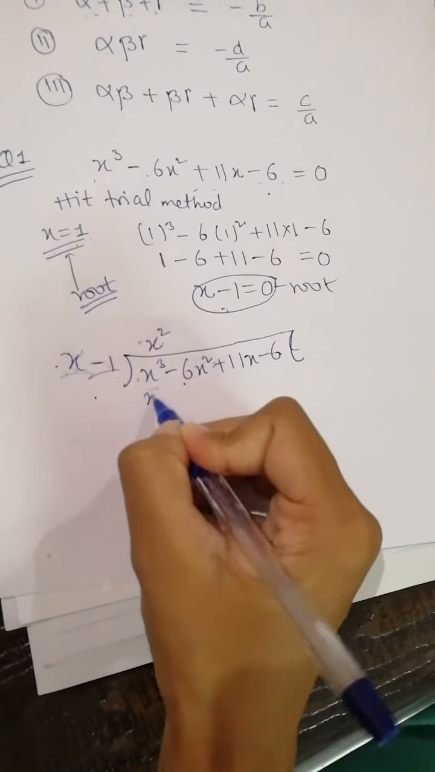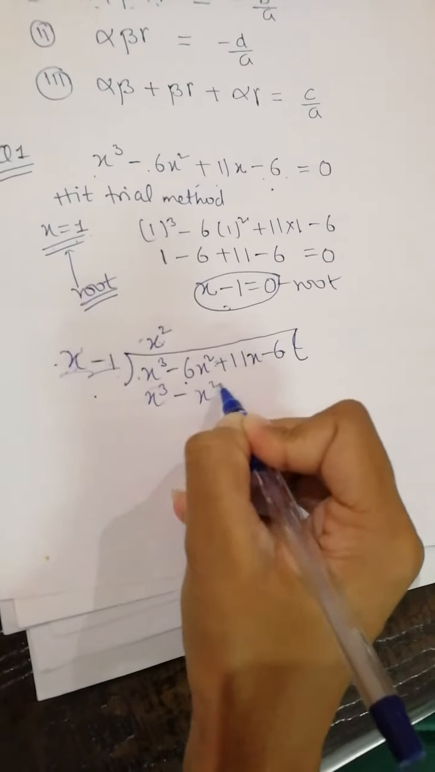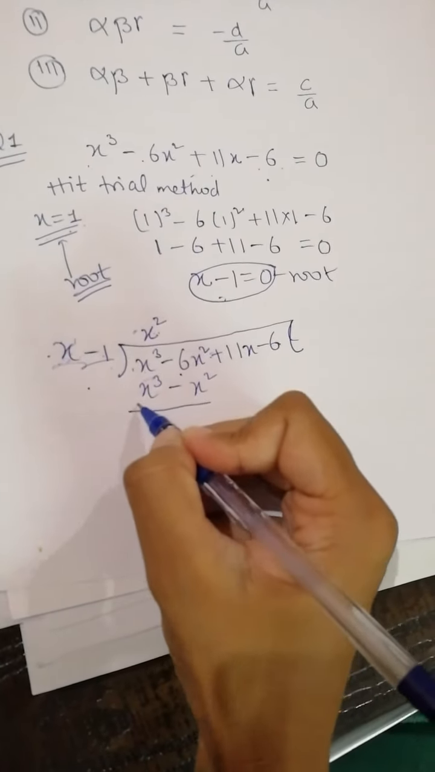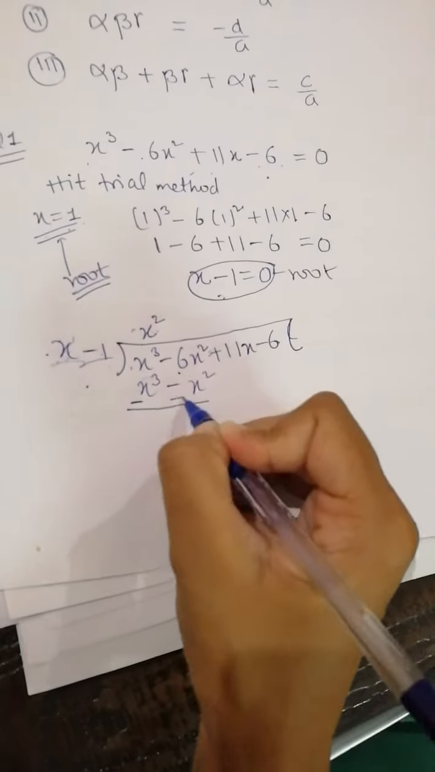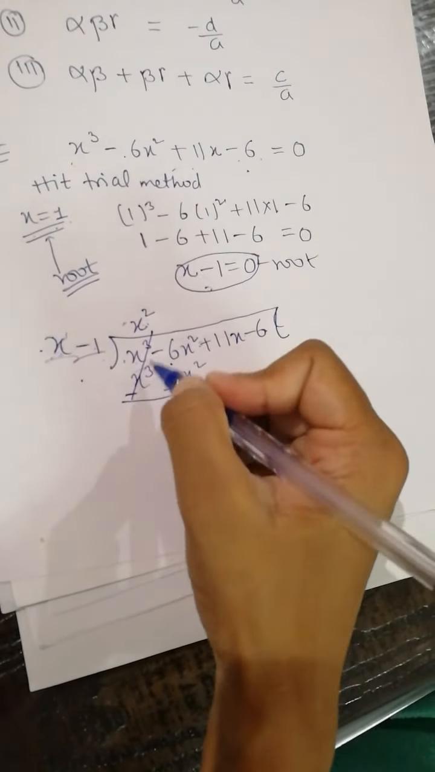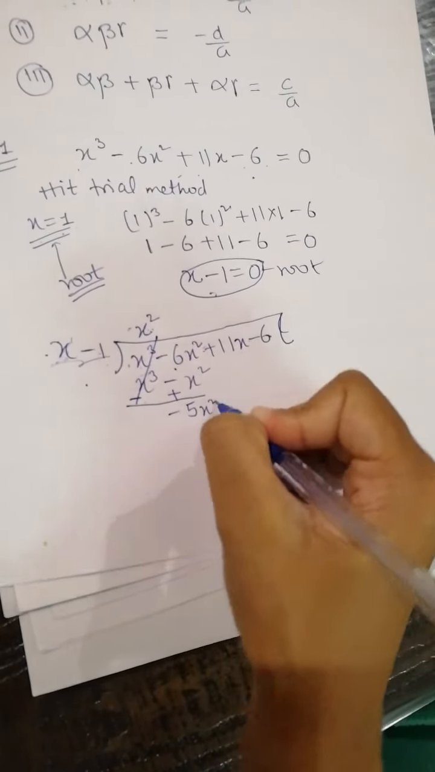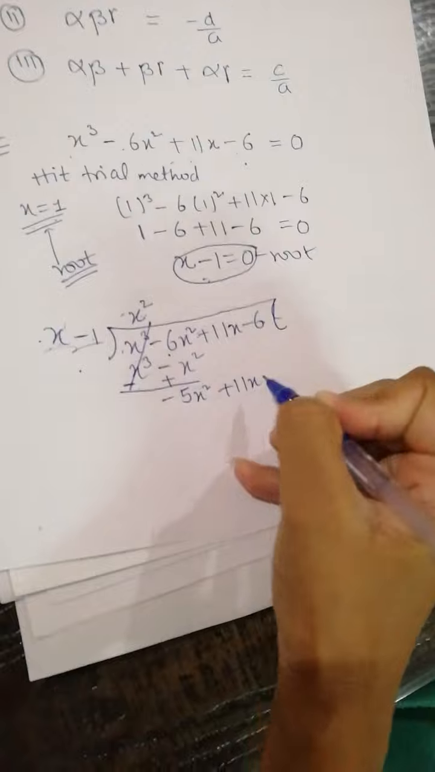So x into x square is x cube, and minus 1 into x square is minus x square. Now subtract it. I'll change the sign, this will become minus and this will become plus, and the x cube and minus x cube will become 0, and what is left is minus 5x square plus 11x.